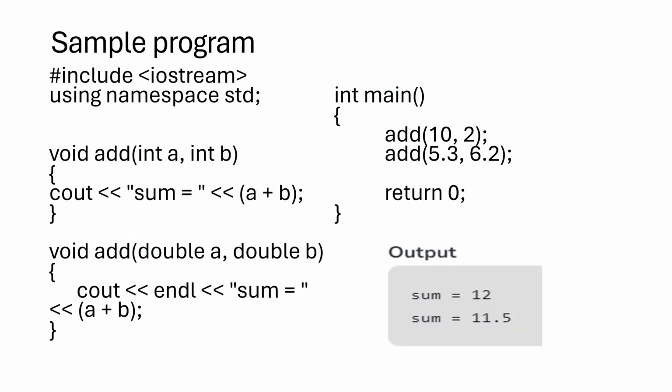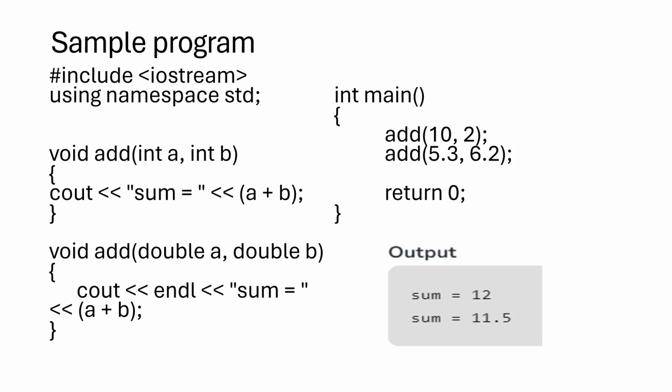Then we have a sample program with the header file and using namespace. Here is the function overloading: void add and void add. Both function names are the same. Here, integer a comma b, we are adding two integer numbers. In the second function, we are adding two double data types. So the first one is integer, and the second one is the double data type.